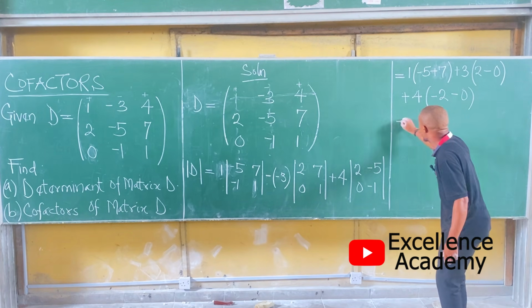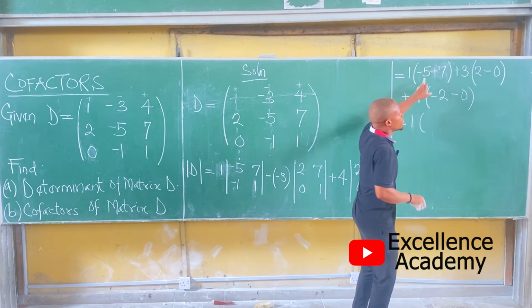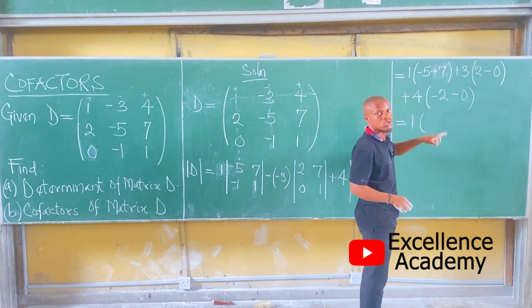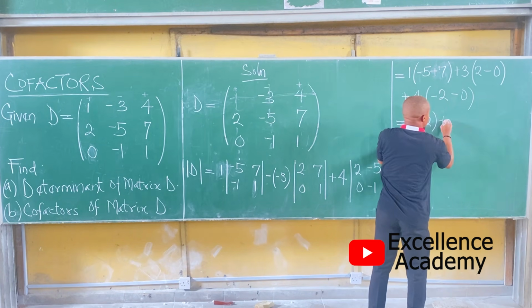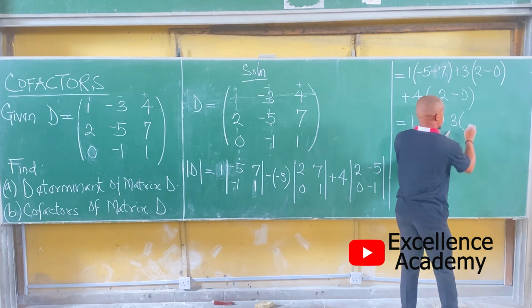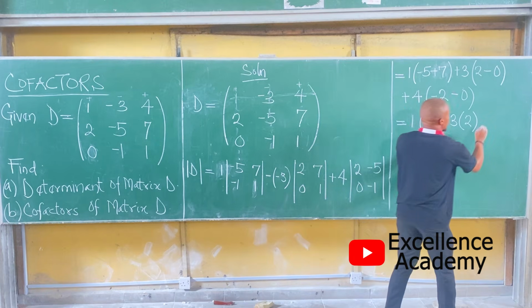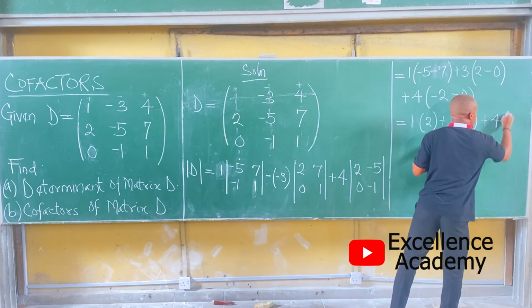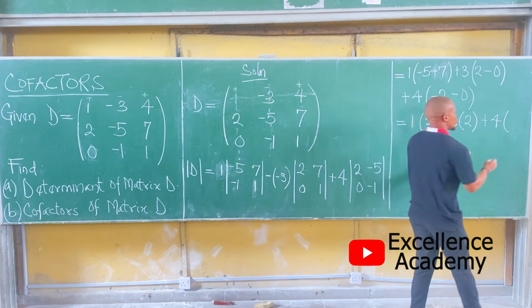I'm having 1 minus 5 plus 7 gives you what? 2. Plus 3. 2 minus 0 gives you what? 2. Finally, plus 4 bracket minus 2 minus 0 gives you what? A minus 2.